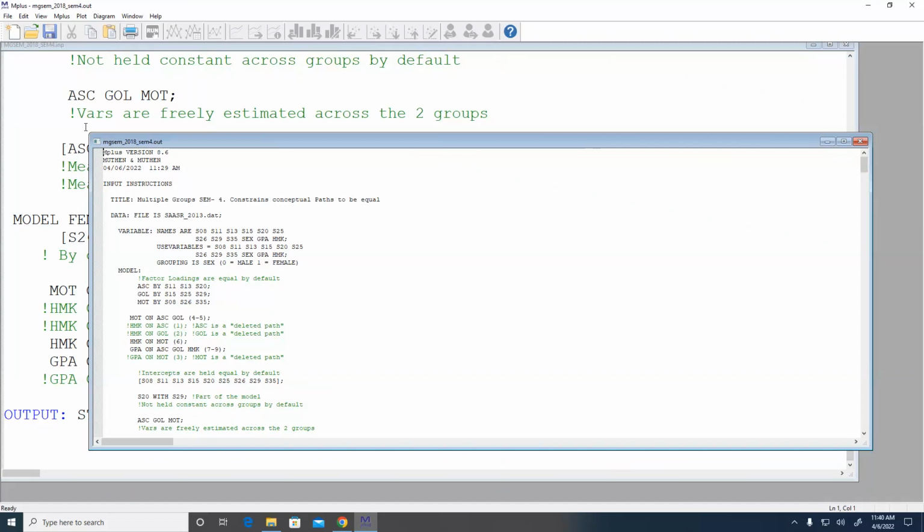Technically this is really a Hedges' g, but people generally call it a Cohen's d of 0.354. So there's a little over a third of a standard deviation unit difference between boys and girls in terms of their goal valuation. It favors girls, because the value was positive and girls are coded 1. So girls report valuing the goals of school more than boys. Their latent goal valuation is about 0.35 standard deviation units higher than boys.